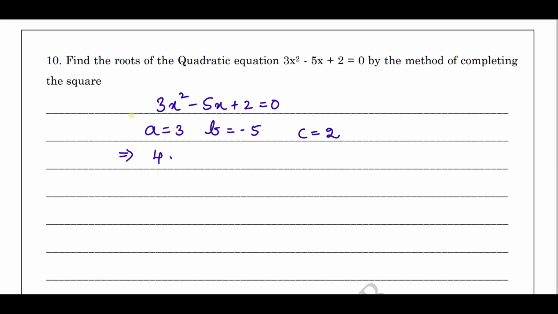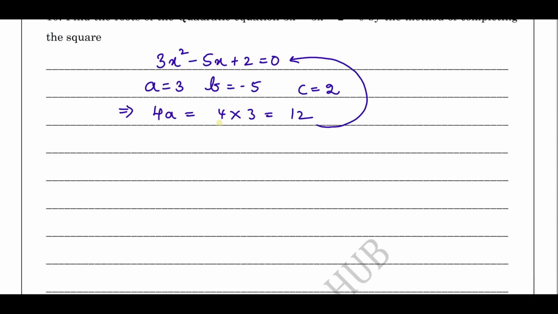Now first I'll find out the value of 4a. 4a is what? 4 into 3 equals what? 12. Now I'll multiply 12 to this whole equation. Step 1, multiply 4a to the whole equation, that is 12 into 3x square minus 5x plus 2 equals 0.